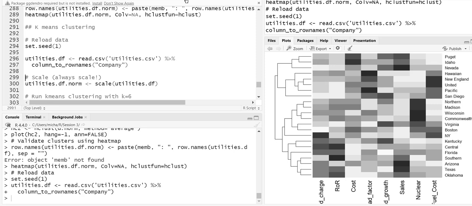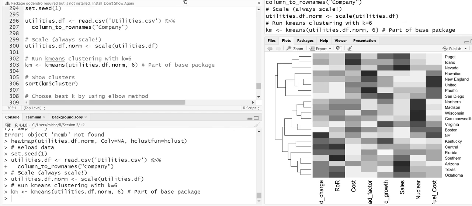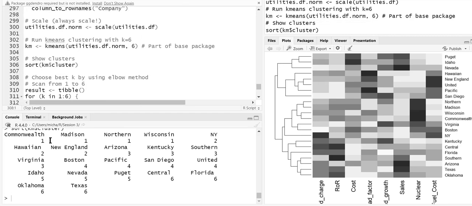Now we're going to look at k-means clustering. And here we're going to do it with k equals 6. And here are the clusters. So Commonwealth is in 1, Madison is 1, Northern is 1, Wisconsin is 1. And you can actually compare it to this clustering over here. You could do that by hand, and so you could see whether or not those two clusterings are similar or different.